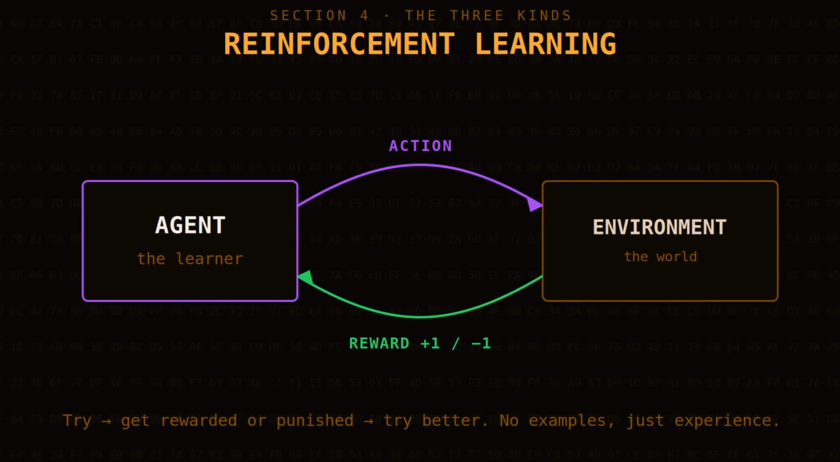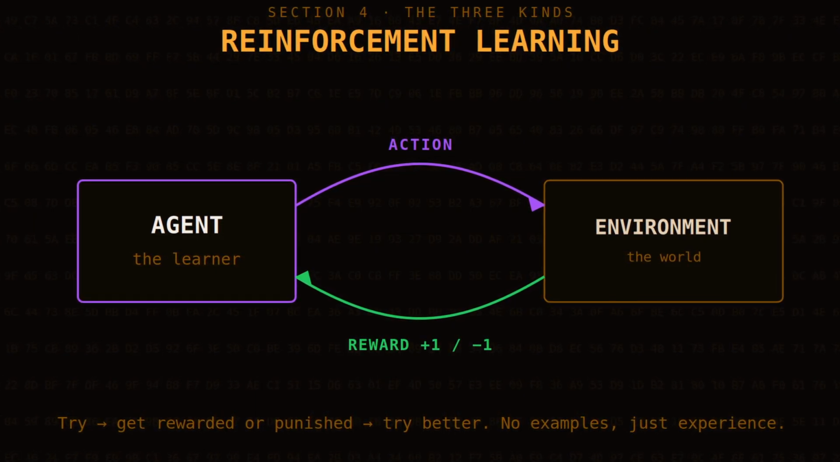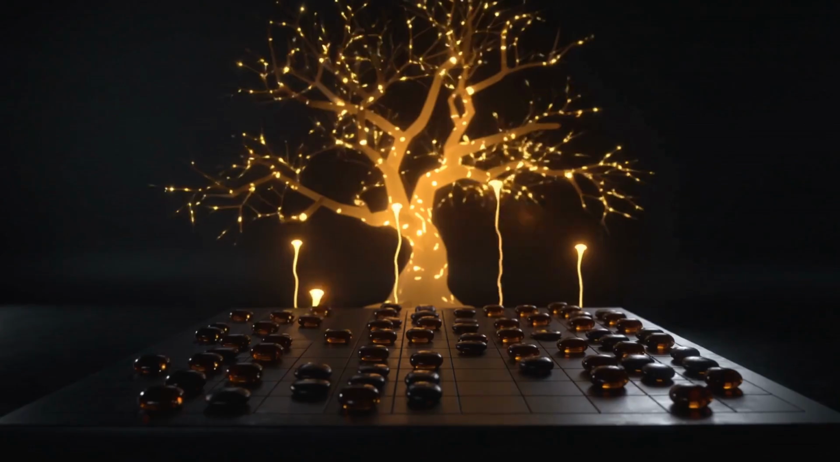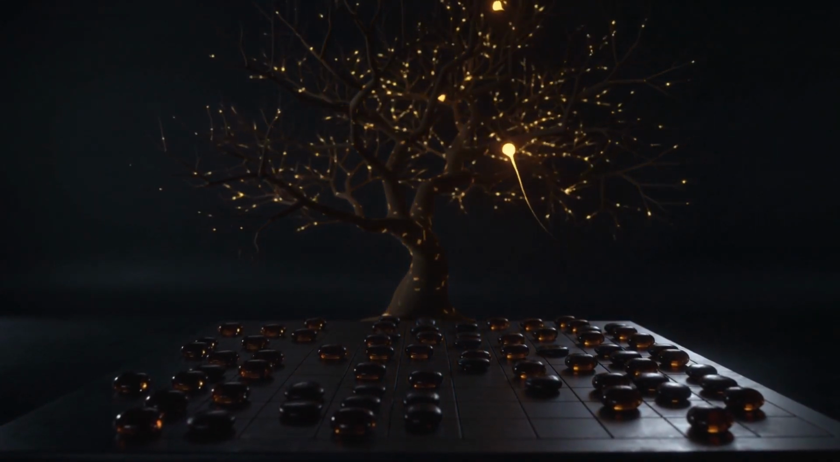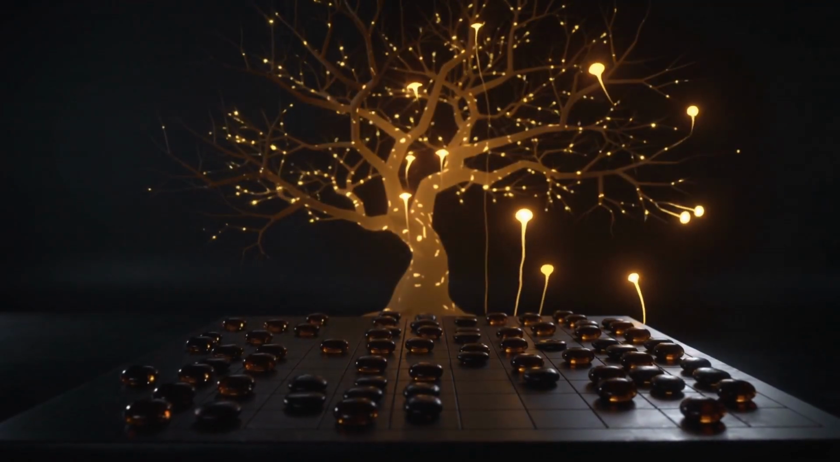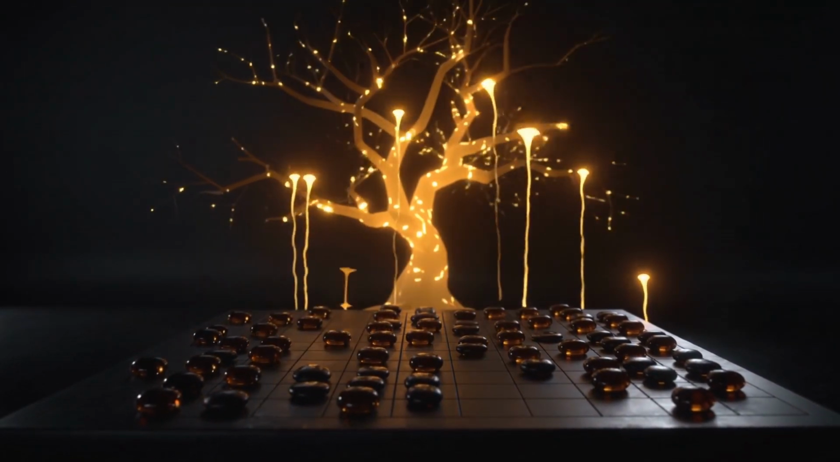It learns by trial and error, the way you would train a dog, or the way a child learns to ride a bike. Reinforcement learning is how machines learn to beat the world's best players at Go and chess, not by being told the best moves, but by playing millions of games against themselves and keeping what worked.